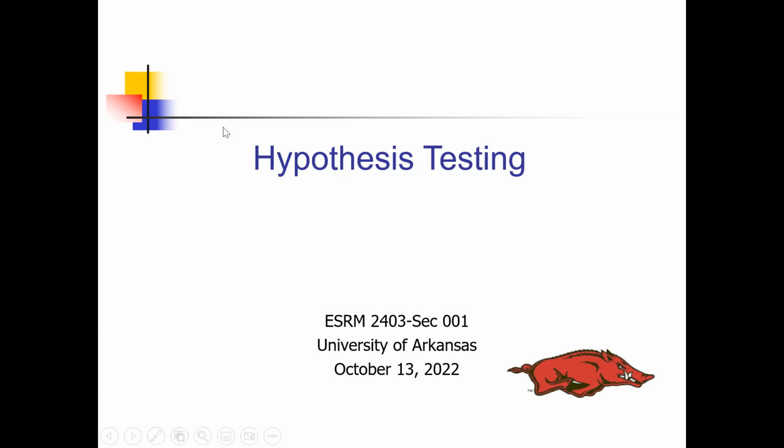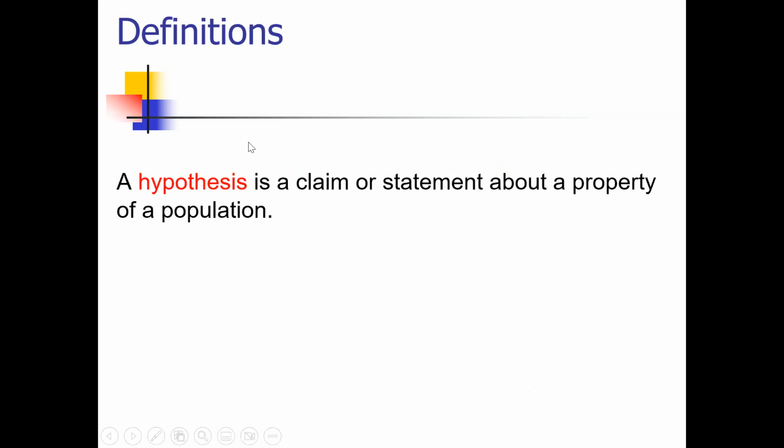Okay. So what we do in hypothesis testing is to make confirmations or verifications of claims, right? So a hypothesis is just a claim, a statement about a population property. Okay, so normally you don't make claims about samples.